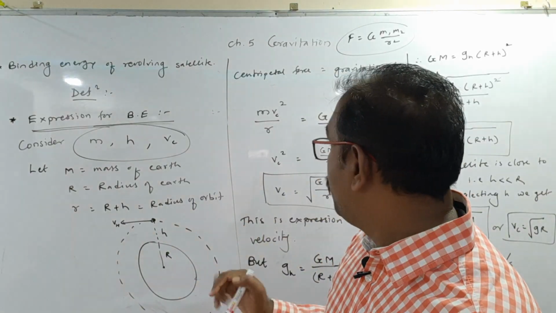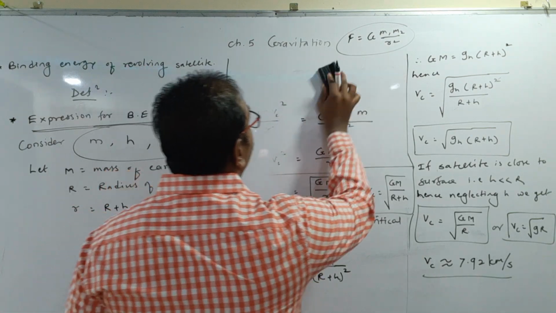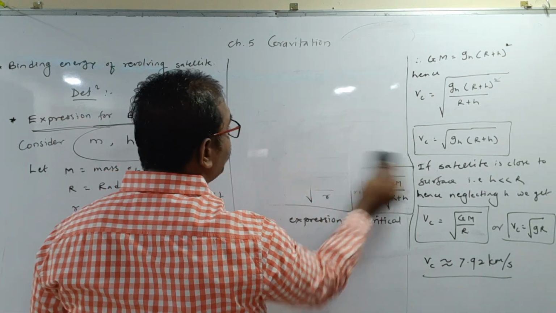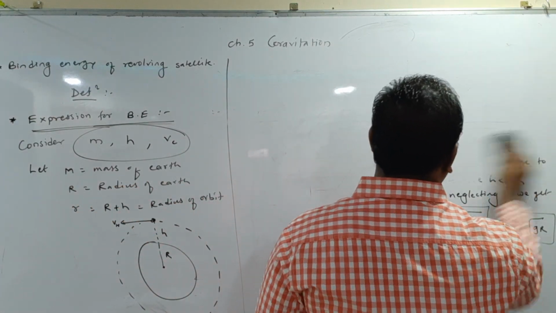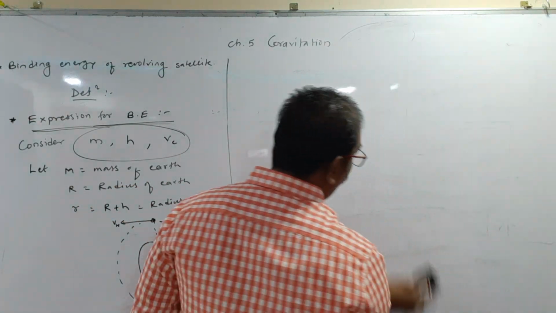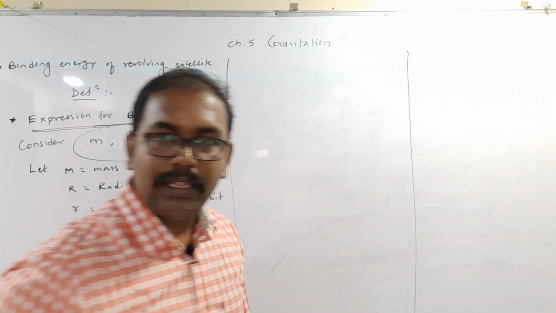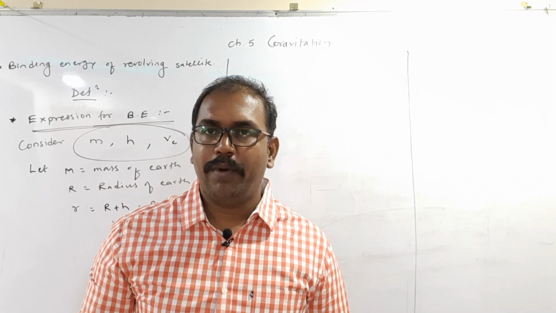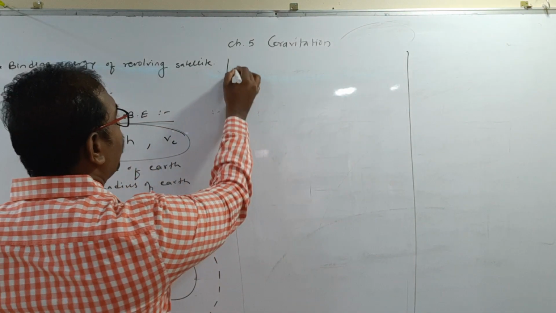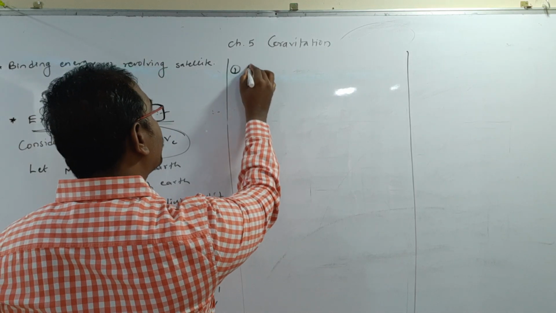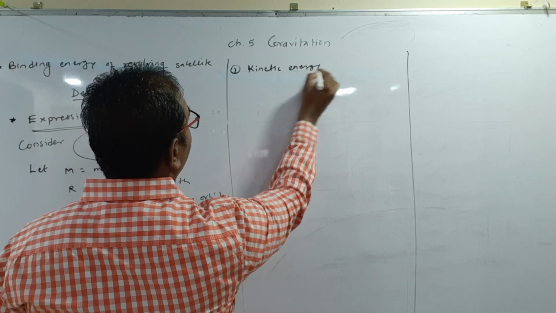Same diagram. Then we have to find out binding energy. Means first we find out the total energy with which it is bound to the Earth. With what energy the satellite is bound to Earth, that we find out, and then the same energy we have to provide to free it from the Earth's gravitational field. Now it means that we have to find out total energy. So first we find out kinetic energy.